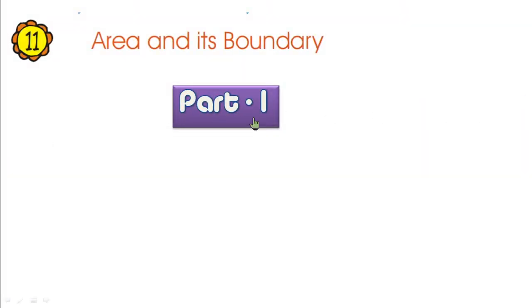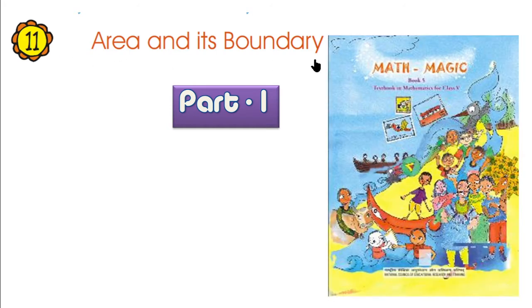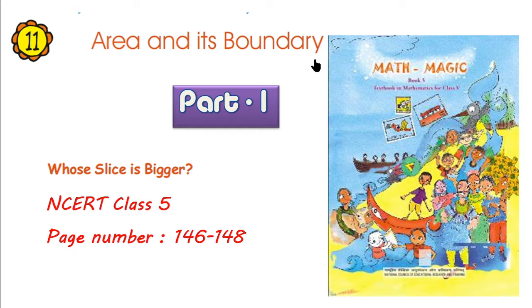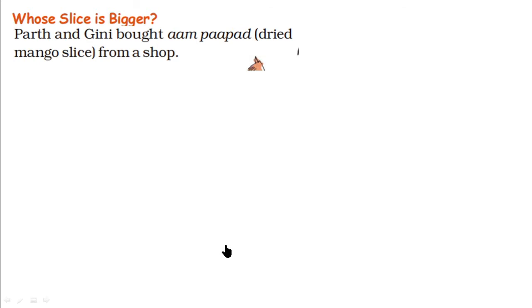Let us start part 1, chapter 11, Area and its Boundary, NCERT class 5. In this video, we will learn whose slice is bigger. NCERT class 5, page number 146 to 148. Whose slice is bigger? Parth and Ginny bought aam papad. Aam papad is a dried slice of mango from a shop.